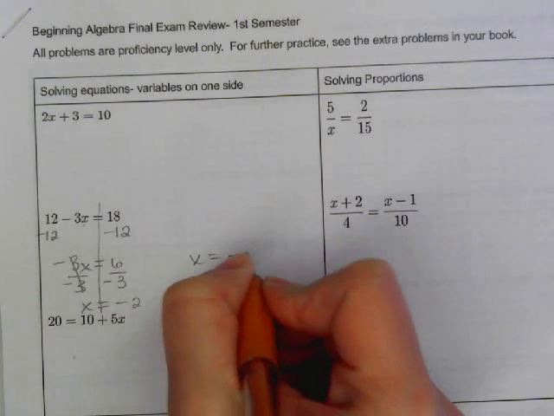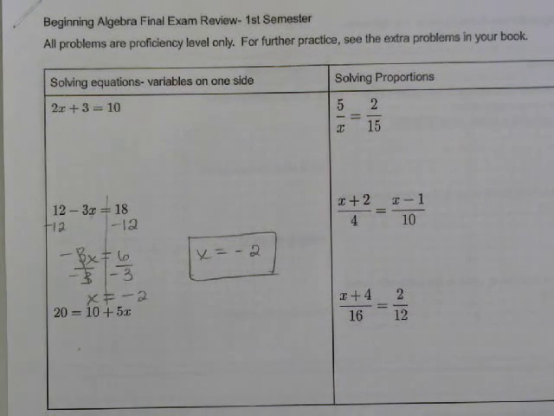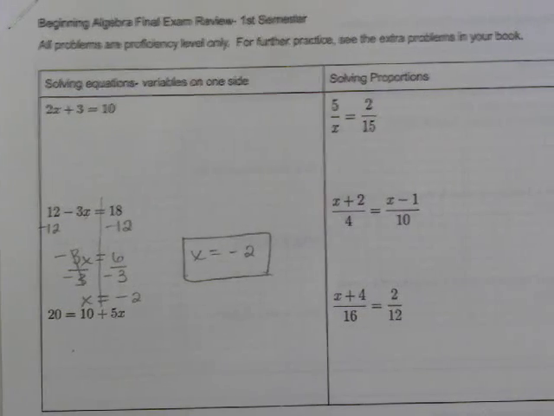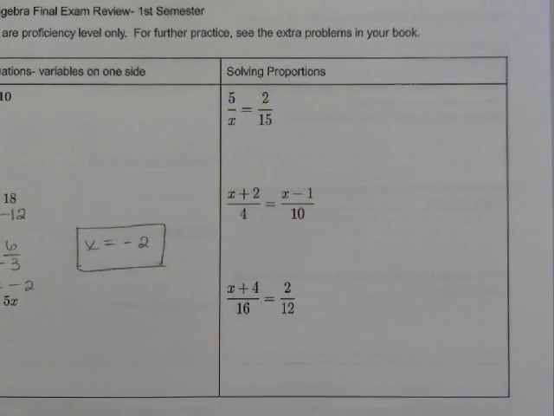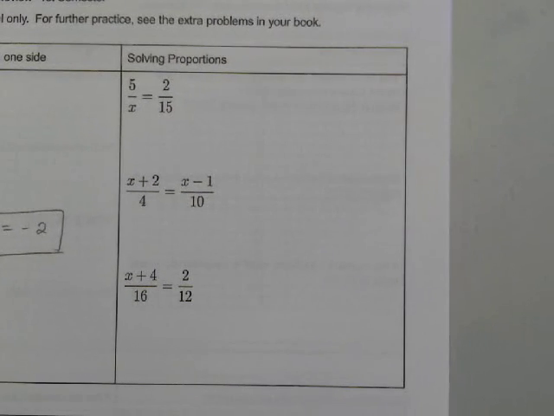Solving proportions. Which one would you guys like me to do? First, second, or third? Okay, we'll do the second one. Anytime you have a fraction equal to a fraction, how do you solve those? Do you guys remember? Cross multiply. One way to get rid of those denominators is just by multiplying by the denominator. And in that case, we're just cross multiplying.